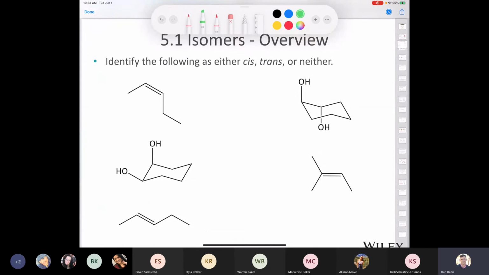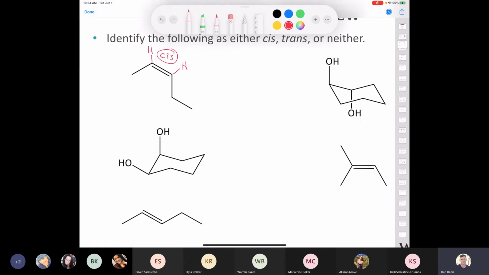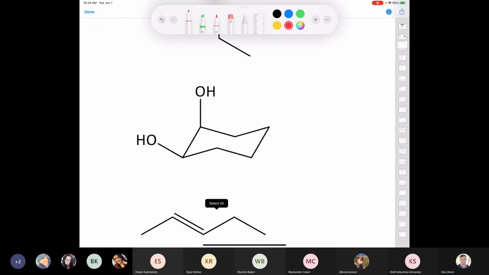If I was to circle this alkene over here, could anybody tell me if that is cis or trans? And it's not a trick. Yeah, it's cis. Why? Because I have the two hydrogens that are on the same side of the double bond. So that is cis. What if I move down to this diol here? This guy. Also cis, yeah, because this one's going up and this one's going up, right? This one's up and axial. This one's up and equatorial, but they're both still up.